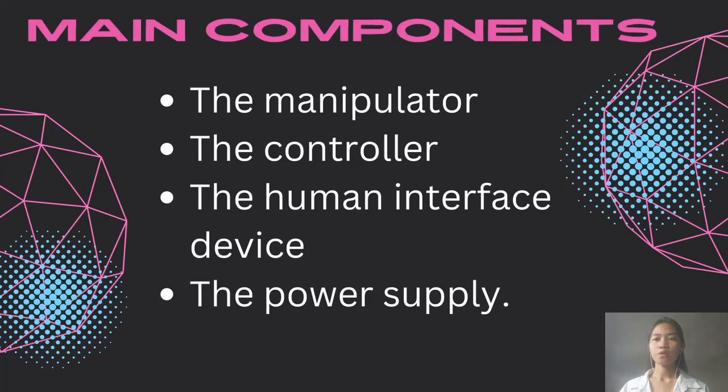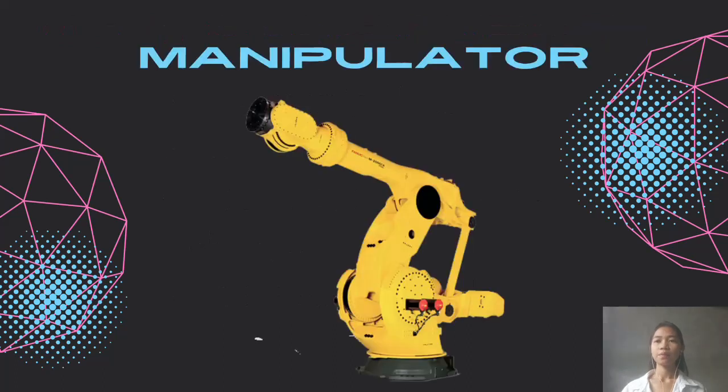The four main components of an industrial robot are the manipulator, the controller, the human interface device, and the power supply. The manipulator is the arm of a robot, and like a human arm it has several joints. These joints or mechanical linkages are capable of movement in various directions to perform the work of the robot. Additionally, the body, arm, and wrist assembly is sometimes called the manipulator.